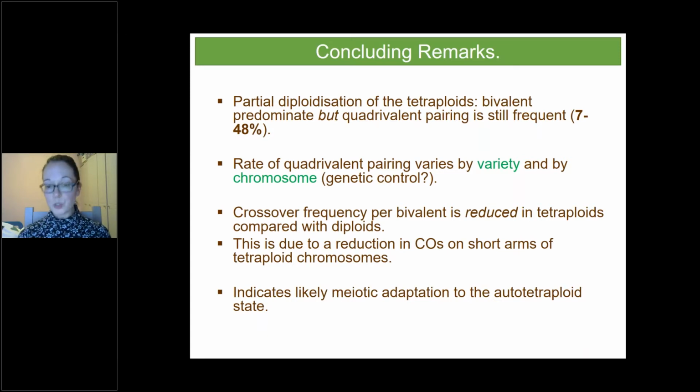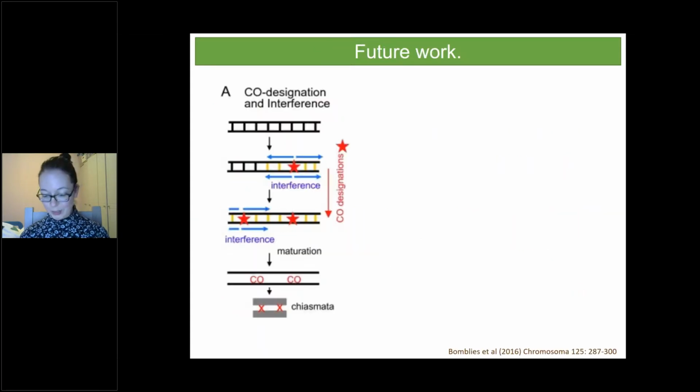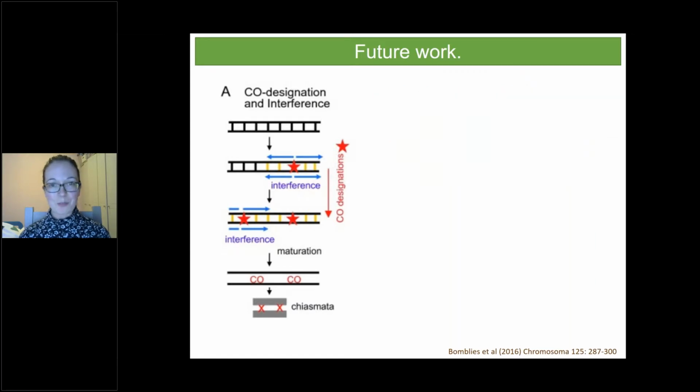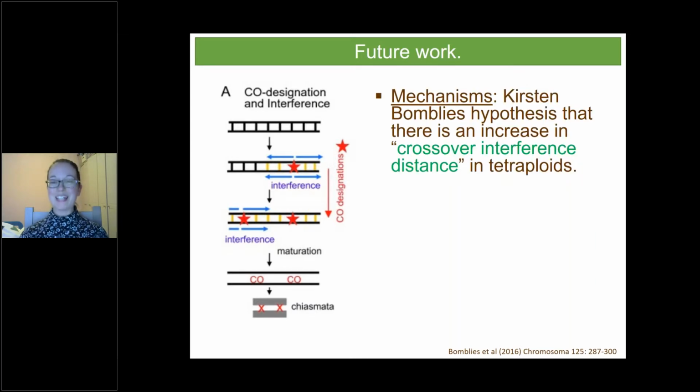And secondly, when you do have bivalents, by reducing the crossover frequency, which is commonly seen in a whole range of other autotetraploids as well, like Arabidopsis arenosa that I mentioned earlier. So although we've observed the pattern, we haven't actually explained it. I wanted to mention a lovely hypothesis that Kirsten Bomblies has. There's a nice review paper on this which talks about the relationship between the interference in tetraploids and diploids.